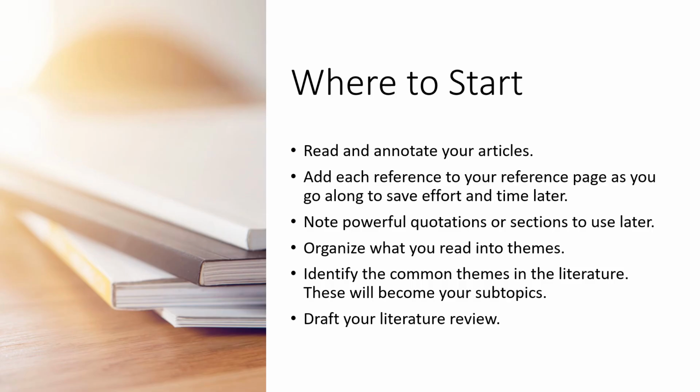After you've identified the powerful sections that you want to use for your paper, you are going to start to organize these into themes. Identify common themes in the literature. As you're reading, you might notice that student motivation comes up a lot with regards to your topic. You might notice that student engagement comes up a lot. If that's the case, then I want you to create a new topic and sort those items into your subtopics.